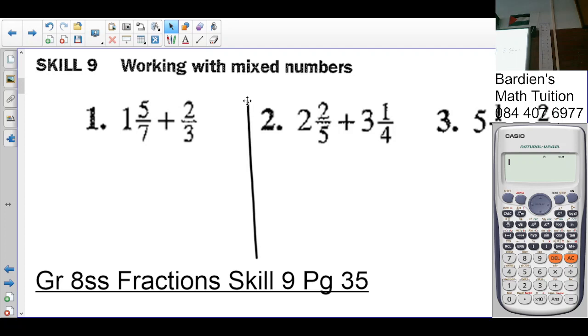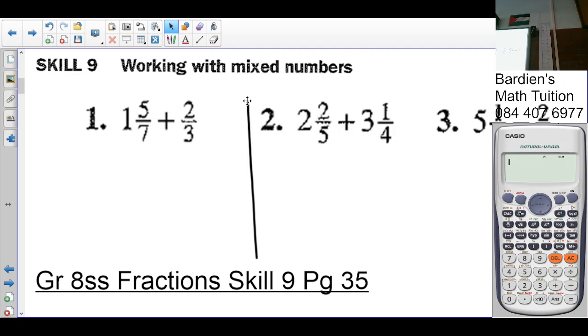Okay. So in number 1 we have 1 and 5 sevenths plus 2 over 3. So what I do is I always convert all my mixed numbers to improper fractions. If you want to add and subtract using the whole number as it is, keeping the whole number in front of the fraction, there's no problem. However, when you multiply and divide, you must convert anyway to improper fractions. Not so?